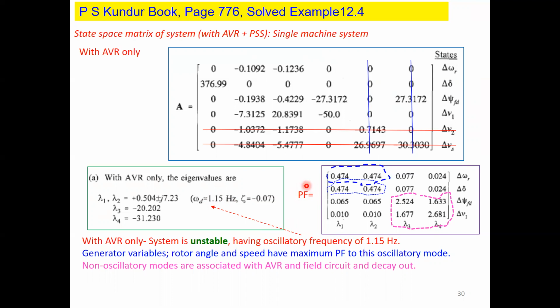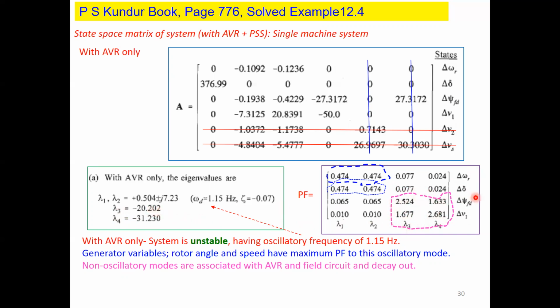And when you obtain the participation factor, if you remember, I have said that when you go row wise, it will be the state variable, and when you go column wise, it will be the eigenvalues. The generator state variables are omega and delta, right? And this is the field flux, and this one is from the AVR side. These are associated with lambda 3 and lambda 4. The participation factor of these state variables for these eigenvalues is much higher.